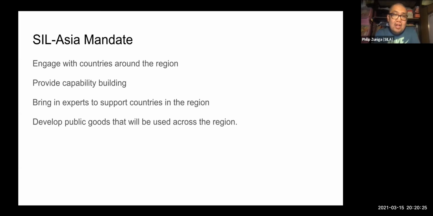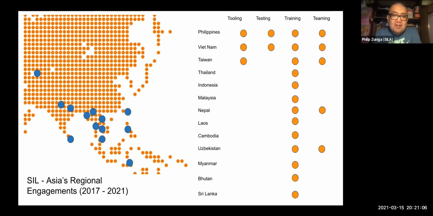Number three, another mandate of the lab is to bring in experts to support countries in the region. We brought in experts in HL7 to support countries across the region. We brought in terminology services people so that they can support us. And finally, another mandate of the lab is to develop public goods. We have developed publications, knowledge material, and tools and starter toolkits that can be used by countries across the region. Those are the things that SIL-Asia was mandated to do when we were established in 2017.